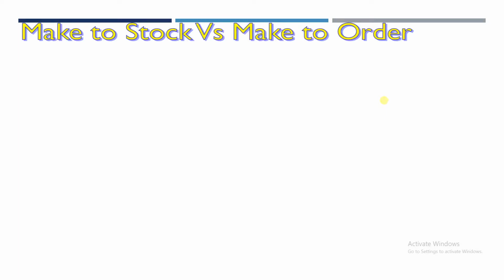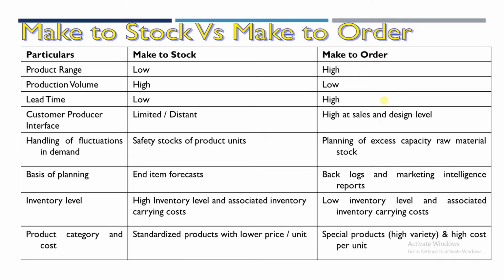And moving on to a small topic: what is the difference between make to stock and make to order? In make to stock, the product range is very low, and in make to order the product range is very high. But in the case of volume, in make to stock the volume is very high, but in make to order the volume is very low. Lead time, the time between production and the product reaching the customer's hands, is very low in make to stock, whereas in the case of make to order it is very high.